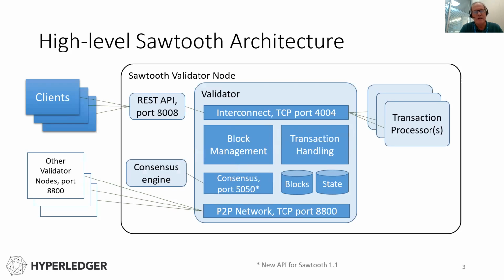On the lower left, you have other validator nodes. And each of these other validator nodes are peer nodes, and they look pretty much exactly like the node there with transaction processors and other components. And finally, on the upper left, you have clients which communicate with a node and create transactions, and also could read state using the REST API.